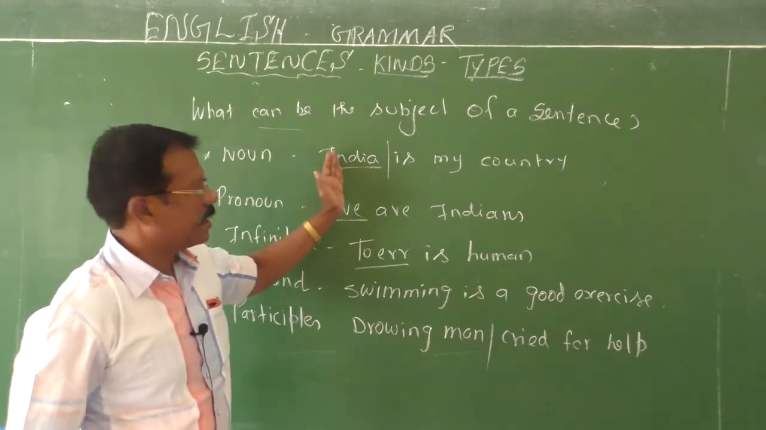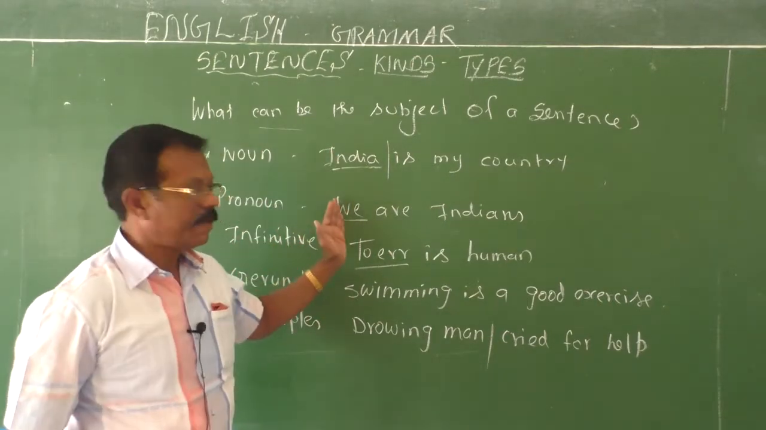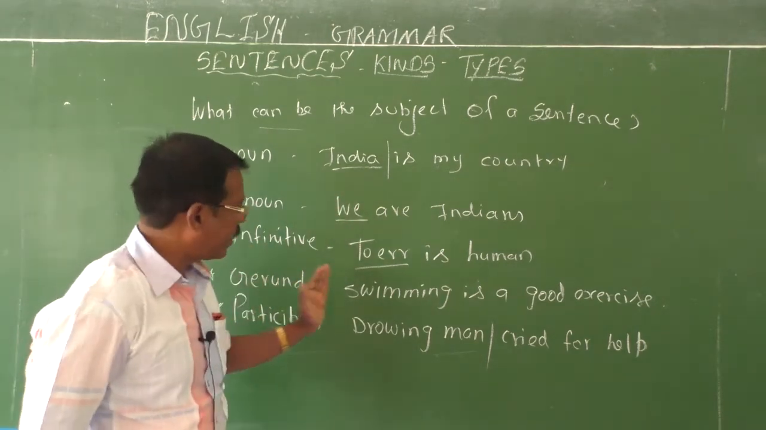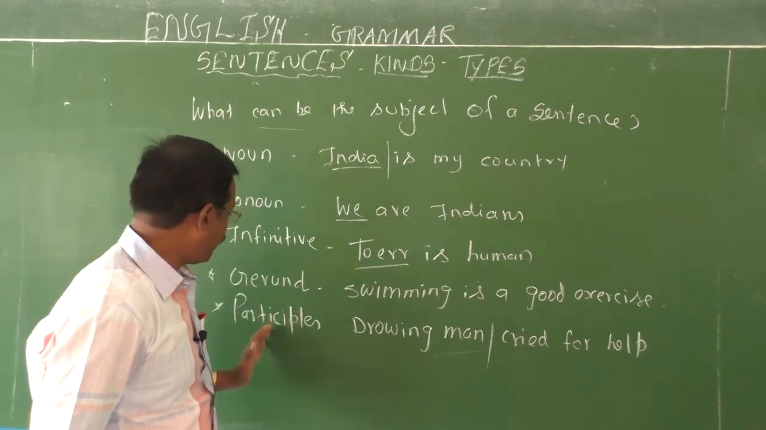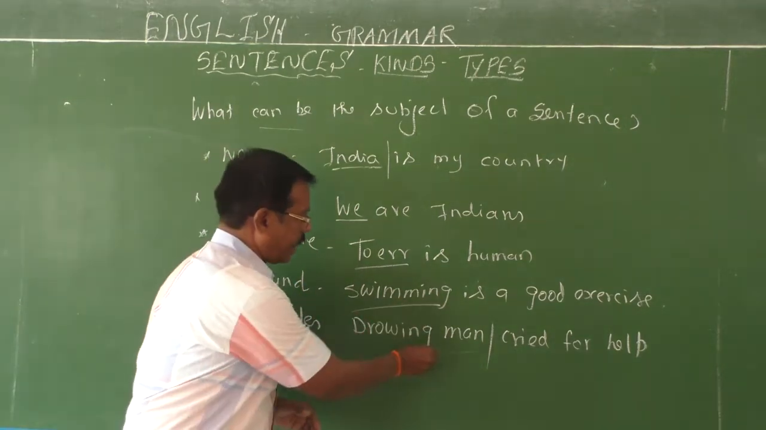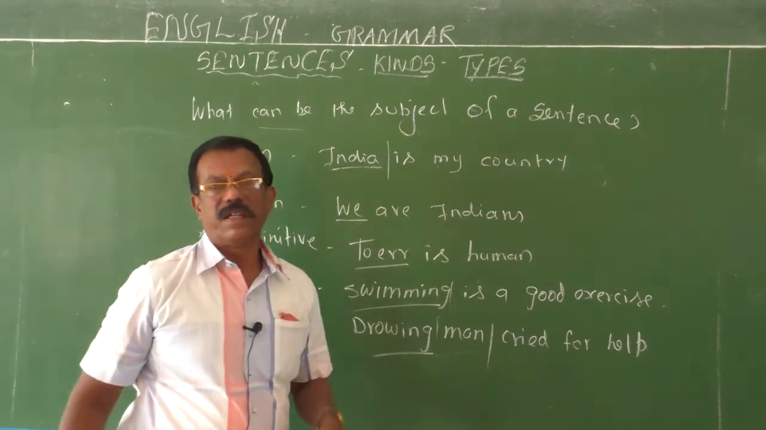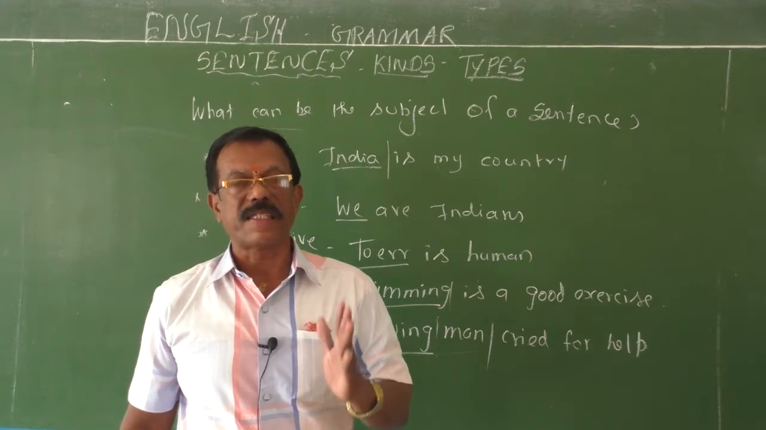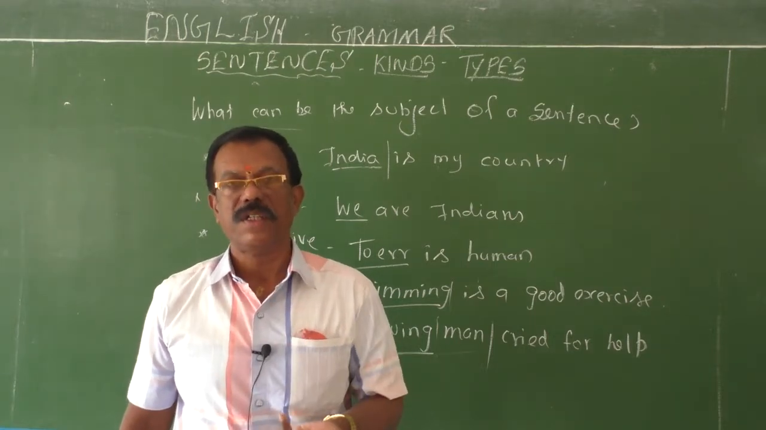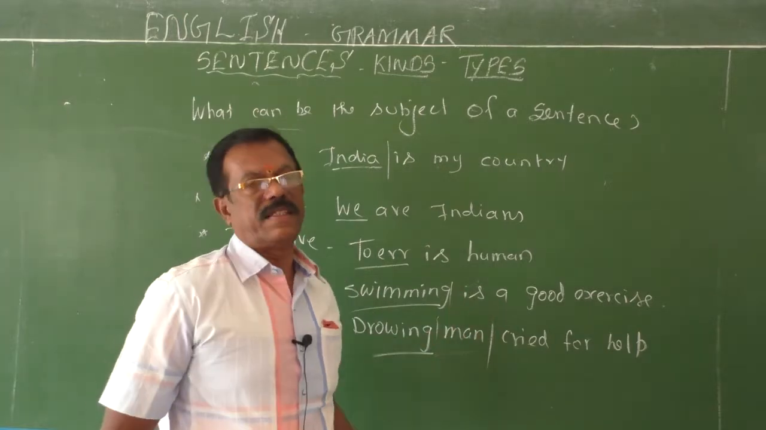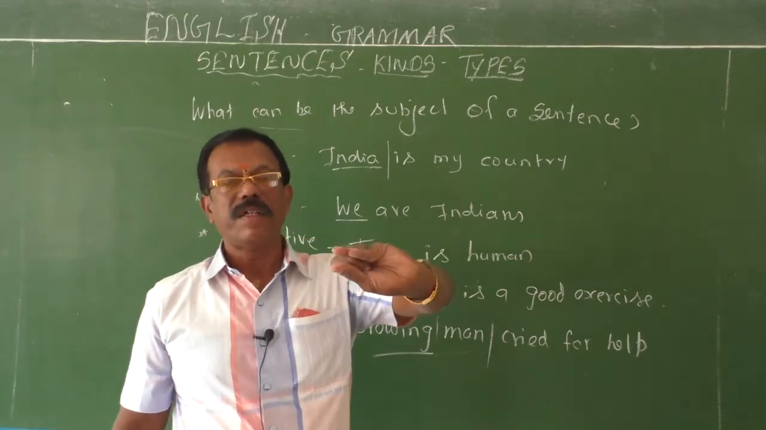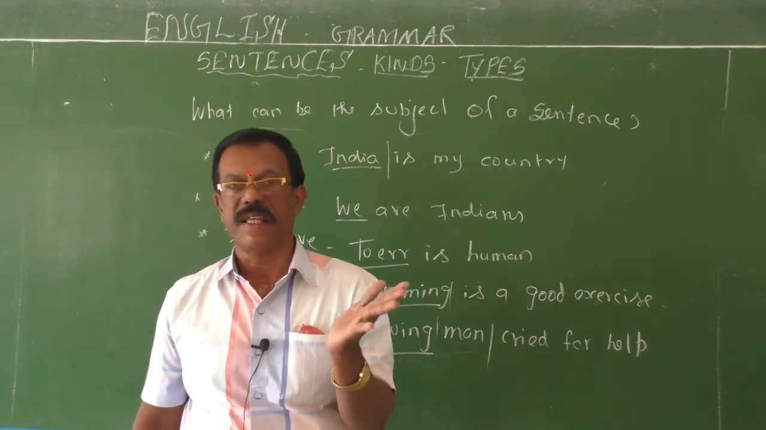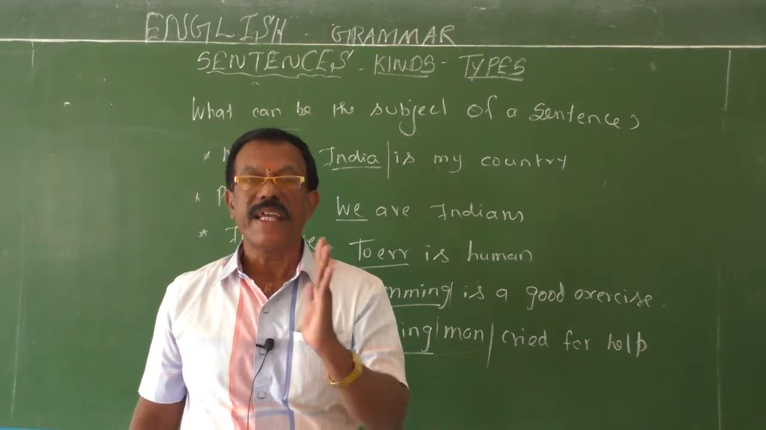So, a noun can be the subject, a pronoun can be the subject, an infinitive can be the subject, a gerund can be the subject, and participles can also be the subject. Could you follow me, children? Could you understand? So, what can be the subject of a sentence? If you are asked, immediately you have to give the following answers: a noun, a pronoun, an infinitive, a gerund, and participles. All these things can be the subject of a sentence.